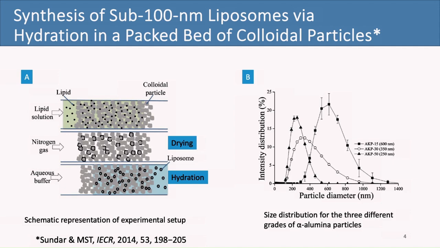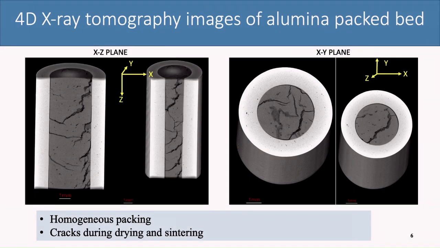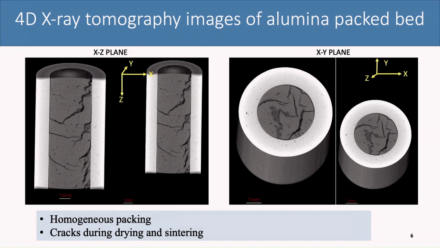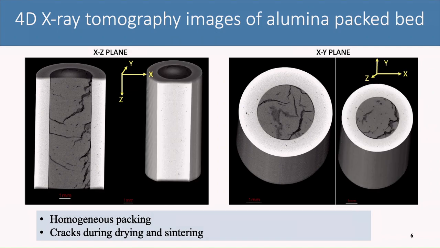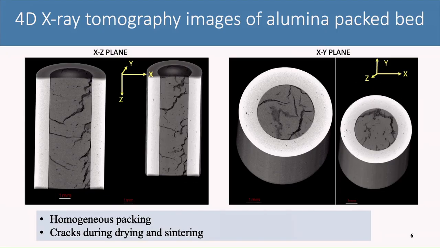Okay. What you see here is a size distribution of only the alumina particles which make up the packed bed, and the size, as I said, is anywhere between 200 to about a micron. This is how the packed bed looks like. These are not spherical particles, very odd shape and very sharp curvatures on the surface of the particle, very complex morphology. And this is an X-ray tomography of how a packed bed looks like. And so this is after drying and after sintering. And there are, of course, these macroscopic cracks, but we find that they do extremely well in our experiments.